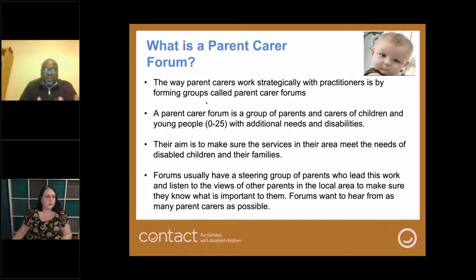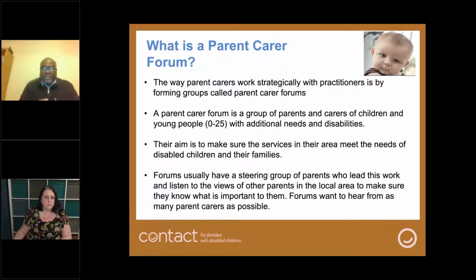A parent carer forum is a group of parents and carers of children and young people under the age of 25 with additional needs. Now, when I say this, there's the word that is used, which is SEND. We will talk about that.